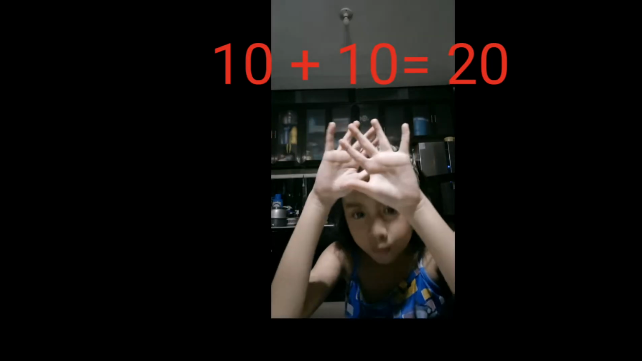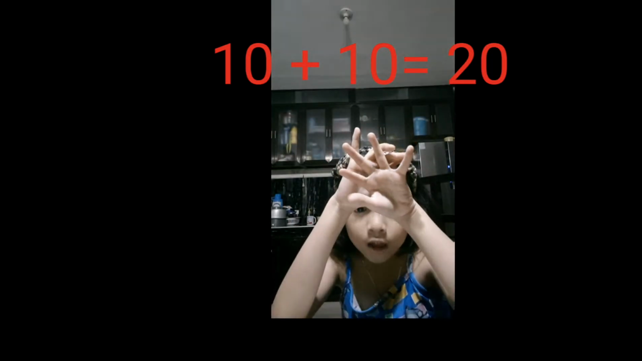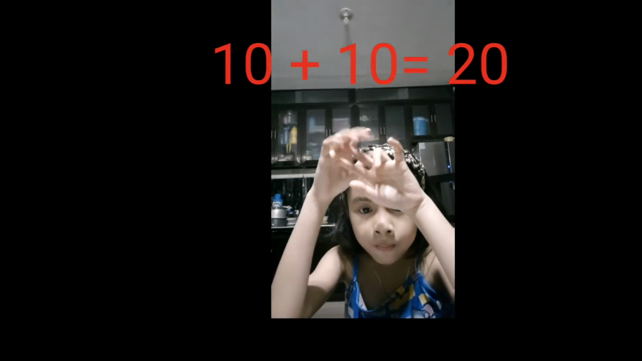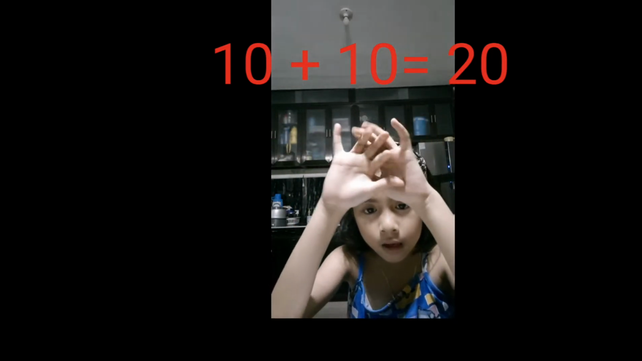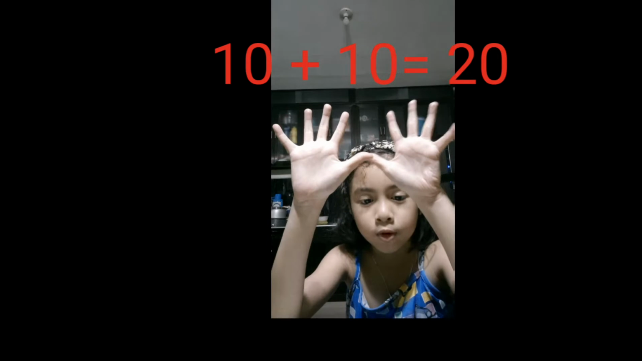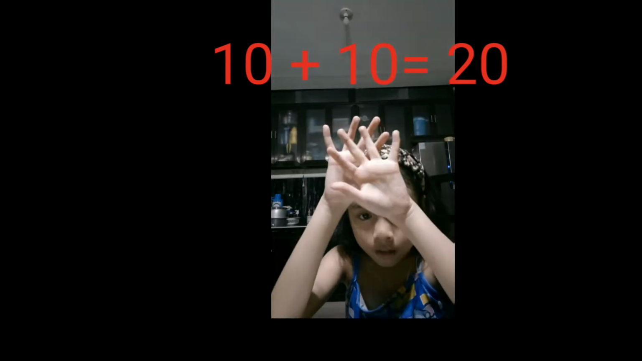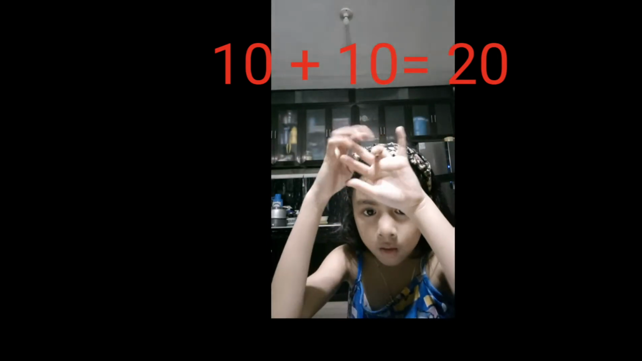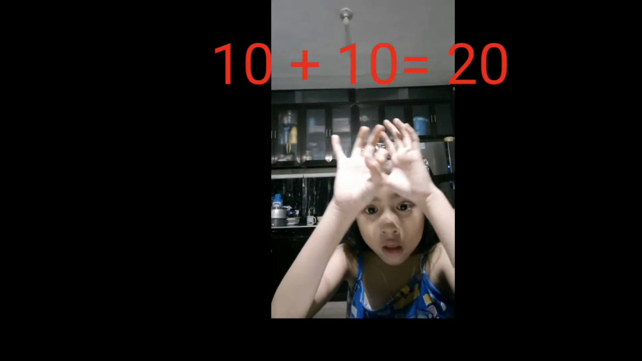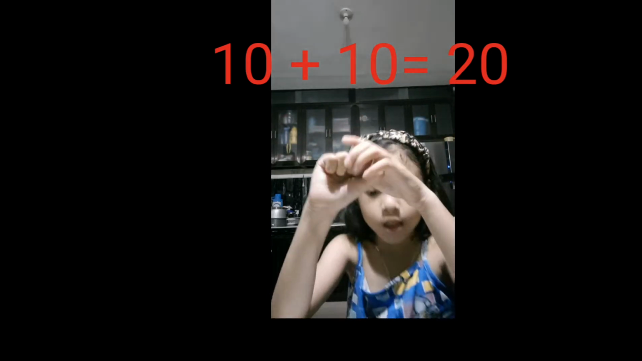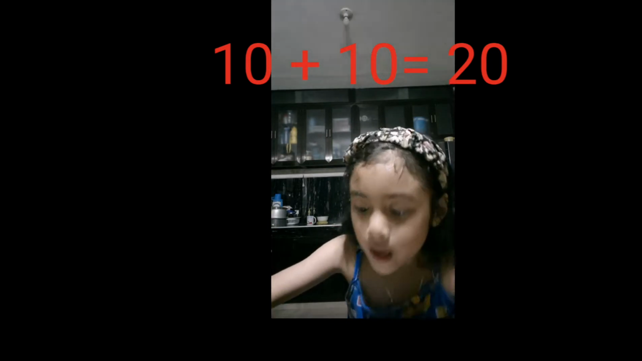Malaki. 10 plus 10. So, mag-a-add po kayo ng 10 ulit. I-count po muna natin yung 10. 1, 2, 3, 4, 5, 6, 7, 8, 9, 10. Mag-a-add po ulit kayo ng 10. 10, 11, 12, 13, 14, 15, 16, 17, 18, 19, 20. So, the answer is 20.